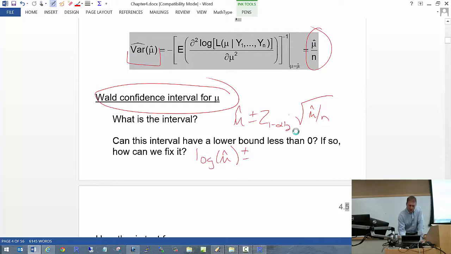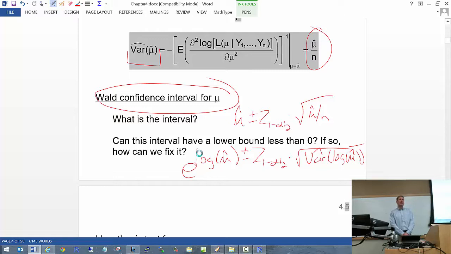Let's do a Wald interval. So it's z 1 minus alpha divided by 2 times the square root of the estimated variance of log of mu hat. Okay. Once I get that, then put a little e down here, and now I am guaranteed to have an interval that's always between 0 and whatever the upper bound is, or infinity, which is what the range of mu is. So that's a simple fix.